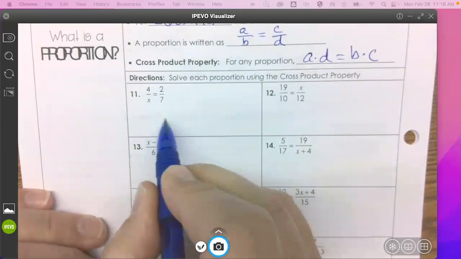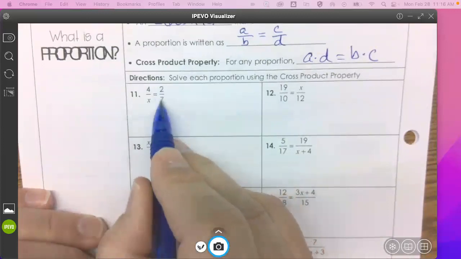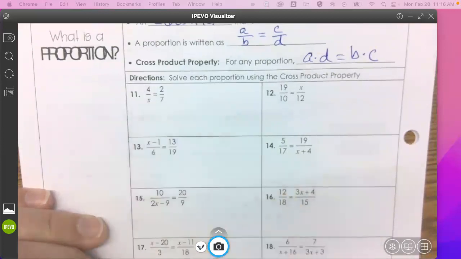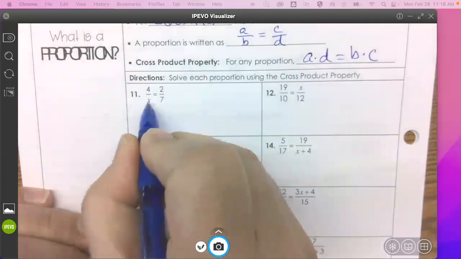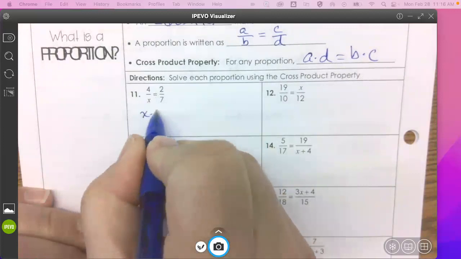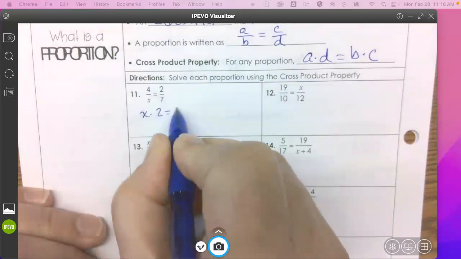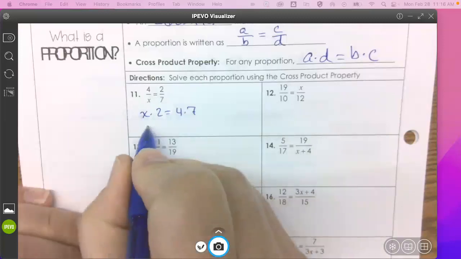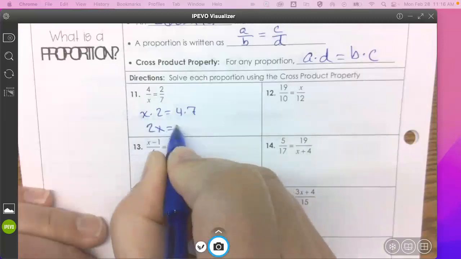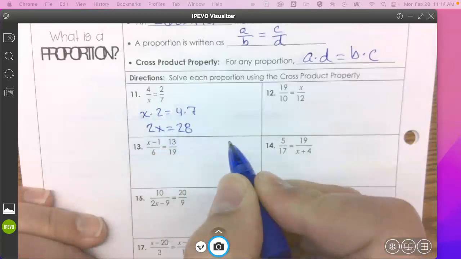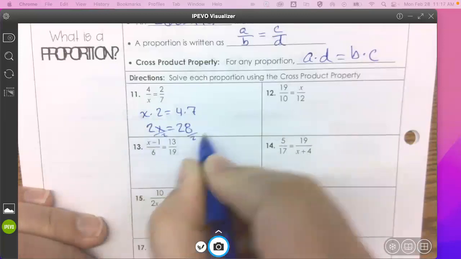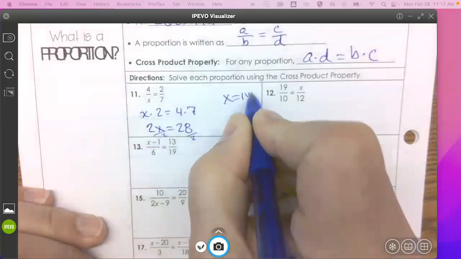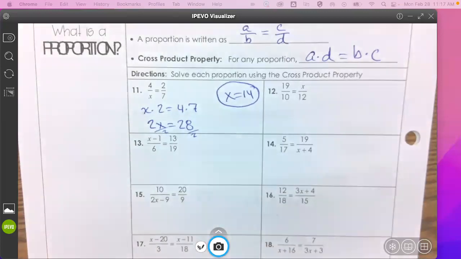What that means for us here is for number 11, for example, we've got a proportion, a ratio equals a ratio. Therefore, we can apply the cross product property. If I multiply these two together, x times 2, that should equal the product of the other two parts, 4 times 7. In other words, 2x equals 28. Divide by 2, and I get x equals 14. In this case, that's all the question's asking for, solve for x.